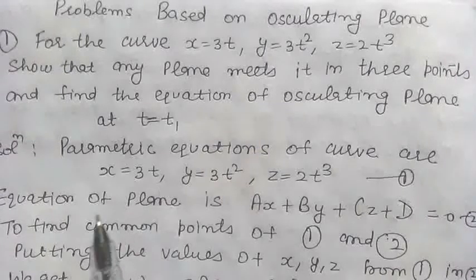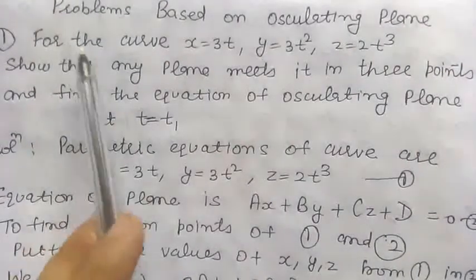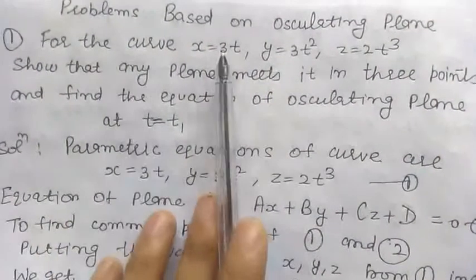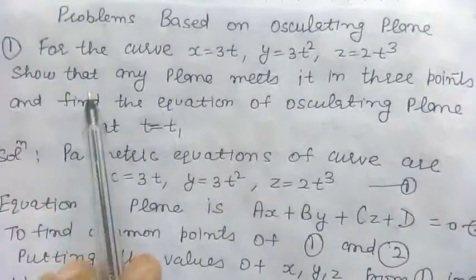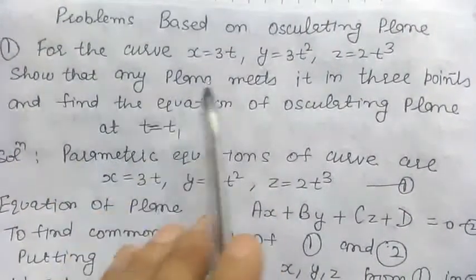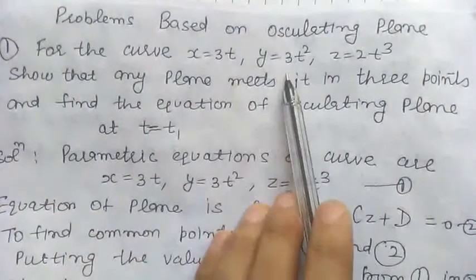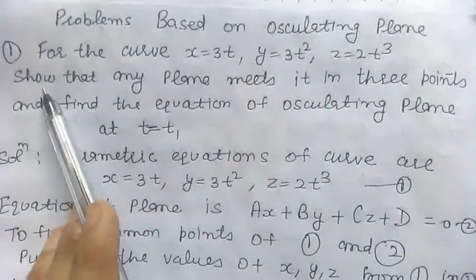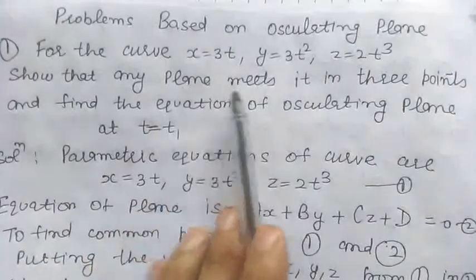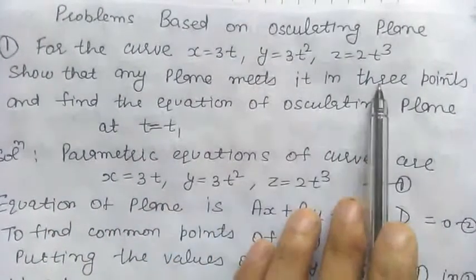Good morning, students. Yesterday you studied how to find the equation of osculating plane at a point on the space curve. Today we will discuss some problems based on the osculating plane. The first problem is for the curve x is equal to 3t, y is equal to 3t square, z is equal to 2t cube. Show that any plane meets it in the 3 points.